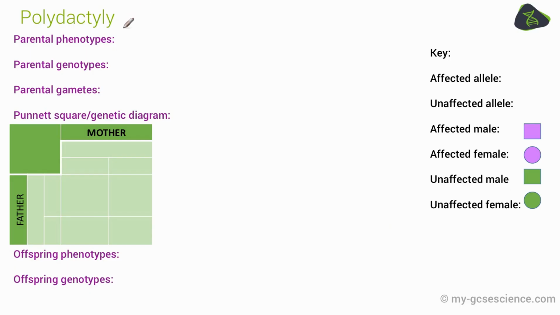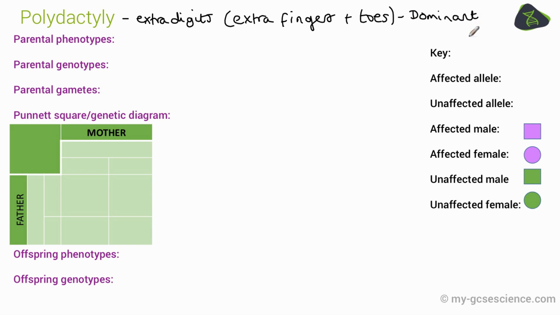So the condition polydactyly is characterised by having extra digits, so extra fingers and toes. The thing about polydactyly is it's caused by a dominant allele, which means that the allele needs to only be inherited from one parent for the recipient to actually have the condition. Because it's a dominant allele, we are going to depict the genotype of a person using a capital P for the allele that confers polydactyly, these extra digits, and a lowercase p for somebody who is unaffected.